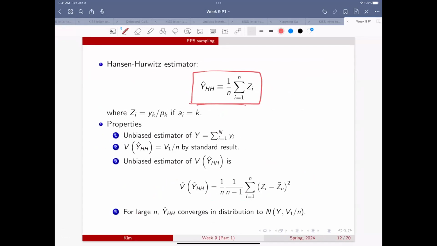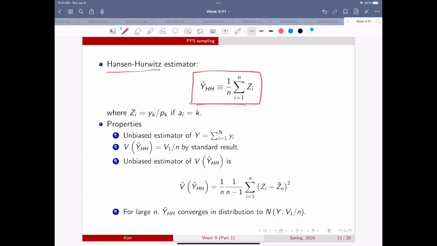So under the IID sample, right? The sample mean is the best linear unbiased estimator. So that is basically this one. So it has very attractive properties. So that is the Hansen-Horvitz estimator.